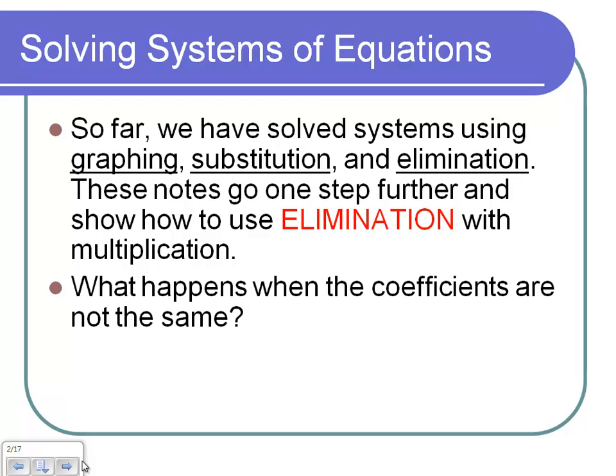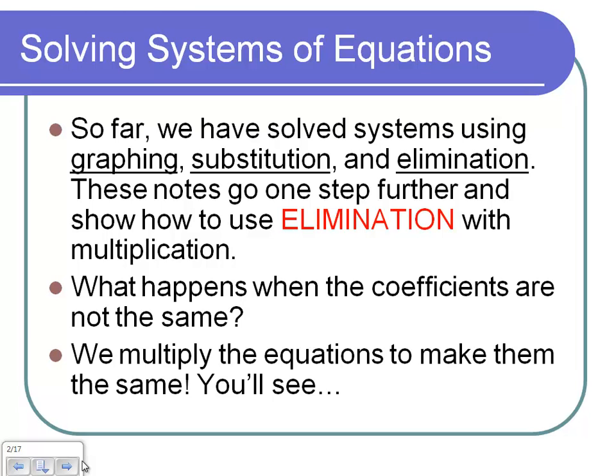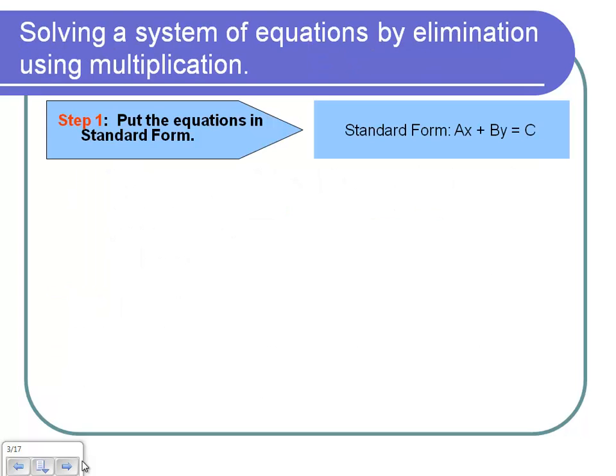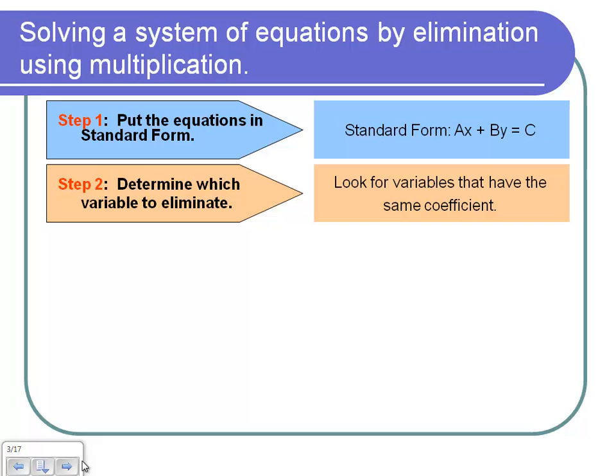What happens when the coefficients are not the same? We have to multiply through the equations to make them the same. So let's see what happens. In front of you, you have your notes, so follow along with our steps. Put the equations in standard form. Standard form is ax plus by equals c.